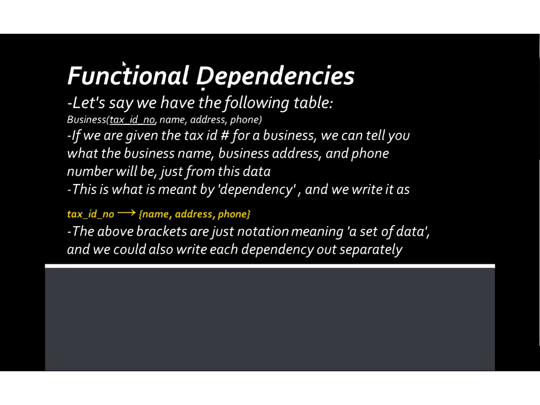And here's an example. If we have a table, business, we have our primary key, tax ID, and we also have business name, business address, and business phone number. So this is the same thing. You see we have an identifier, tax ID number, that will allow us to obtain name, address, and phone number for any given business as long as we have the tax ID, okay? So this really isn't rocket science, okay? It's pretty straightforward, all right?